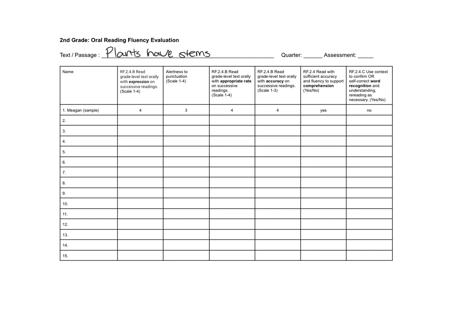And you'll write the quarter, so it's going to be quarter 2, and this is my first assessment for this quarter. On your screen, you're going to notice across the top the categories that you are going to be assessing in this assessment. So the first one says, read grade level text orally with expression on successive readings. Okay, you will notice that this is a standard that you have in second grade. So you are going to be listening specifically for expression. That's why that's in bold there.